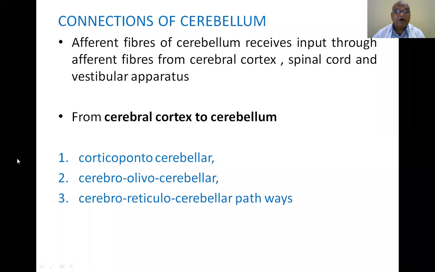So cortico-pontocerebellar, cerebro-olivocerebellar, cerebro-reticulocerebellar pathway. Their destination is the cerebellum. Origin is from this point, destination is this point, and these ones are middle relay stations. That's why the tract is named like this. They run from the cerebral cortex to the cerebellum. I think you might have understood.